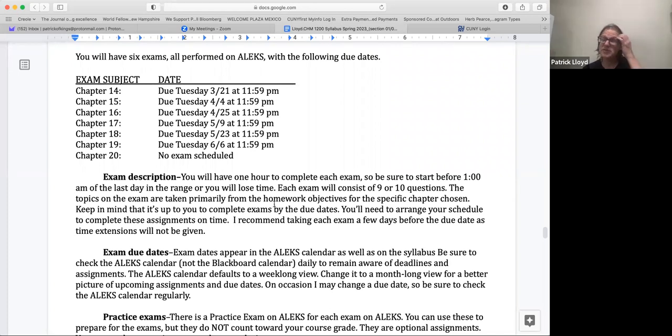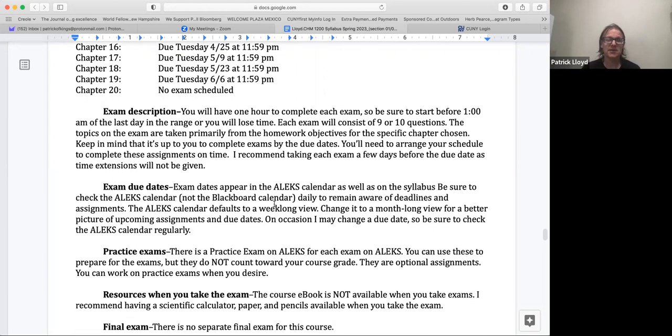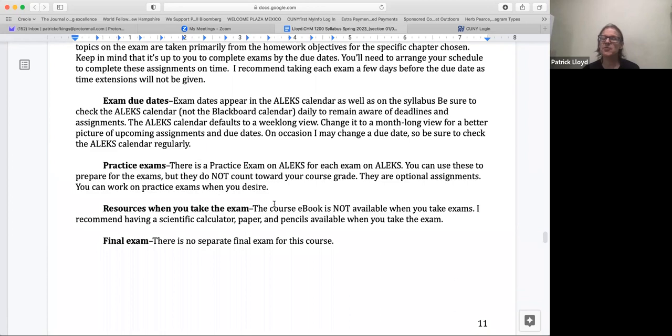The questions will be essentially from the bank of homework problems that you've been working through on the ALEX Pie and the objectives. Okay, there are practice exams available. They're very long. I put a lot of different problems in there. Those are for your practice. They're not graded.